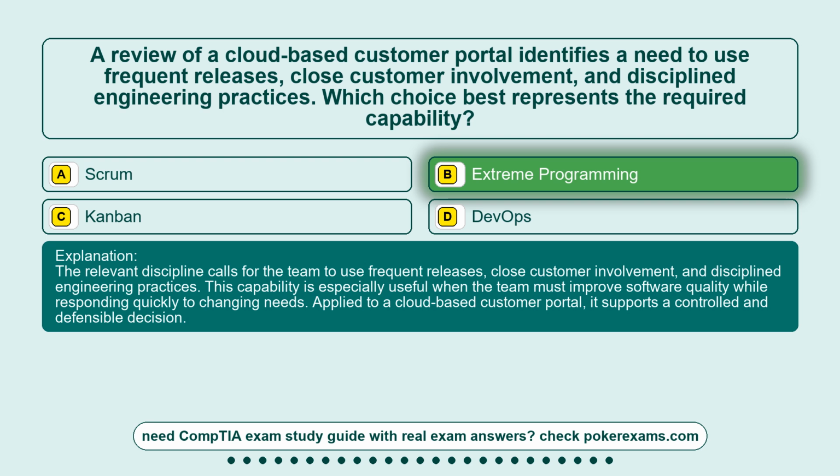The relevant discipline calls for the team to use frequent releases, close customer involvement, and disciplined engineering practices. This capability is especially useful when the team must improve software quality while responding quickly to changing needs. Applied to a cloud-based customer portal, it supports a controlled and defensible decision.